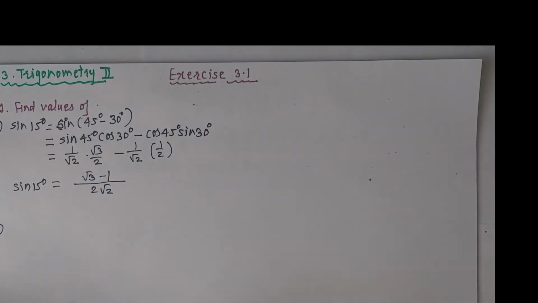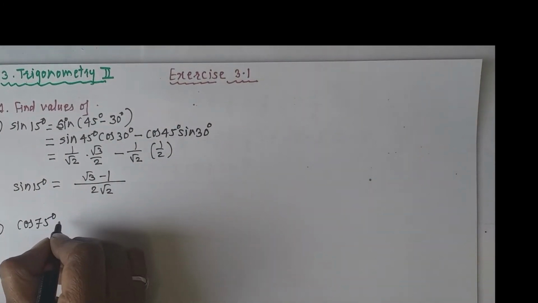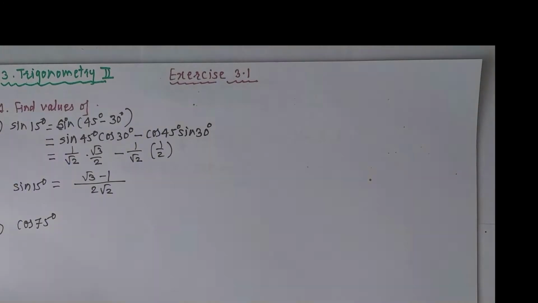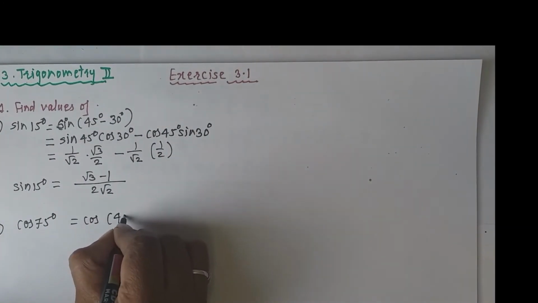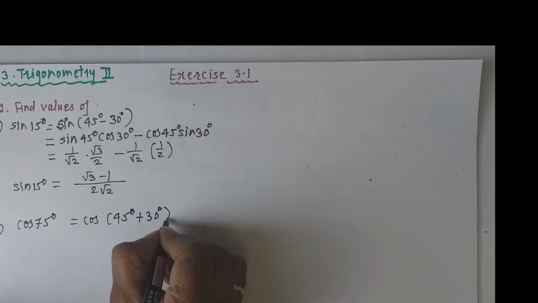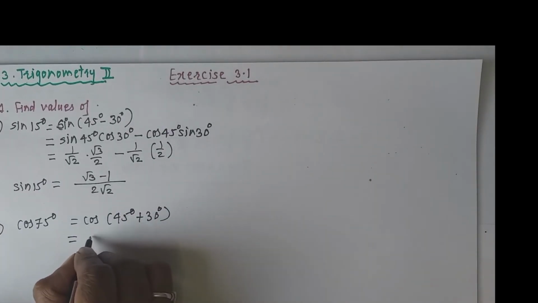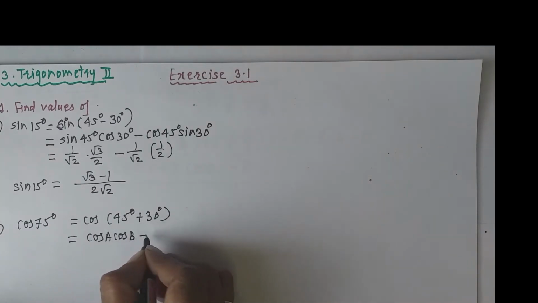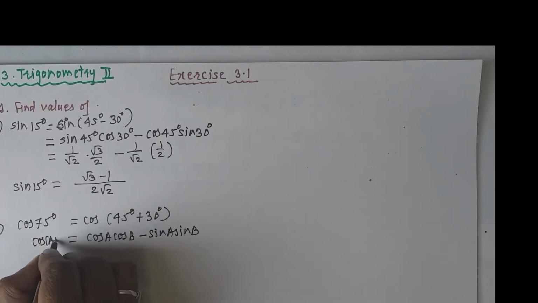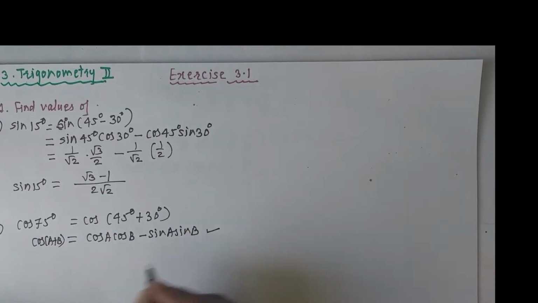Find value of cos 75 degree. Now again split this 75 degree into two angles. This cos 75 degree can be written as cos 45 degree plus 30 degree. Use here formula of cos A plus B. What is formula for cos? That is cos A cos B minus sin A sin B. This is formula for cos A plus B. We will use this formula.